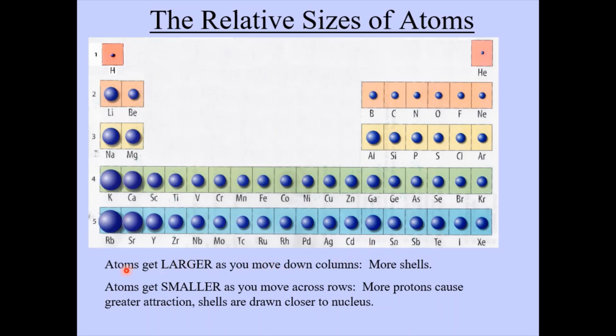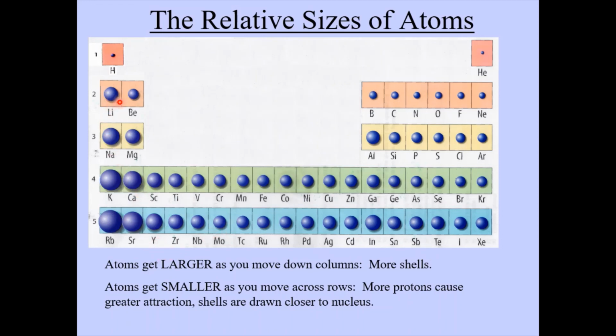Well, that's pretty easy to explain. As we go down, remember, we're adding another shell. Whenever we add a new shell, we're making the atom bigger. We're adding another layer of electrons to the outside of the atom. So that makes sense. But here's another trend that is a little less obvious.